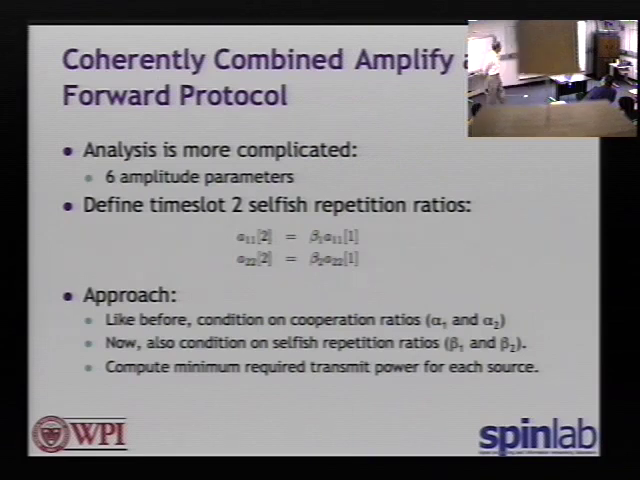Now the problem with doing this analysis is that instead of four parameters, I have six parameters. So I decided to make up some new parameters, these beta parameters. And these beta parameters are the selfish repetition ratio. So I'm transmitting my own information in the first interval. I'm also transmitting my own information again in the second interval. And this beta has to do with how I allocate my power, my selfish power, between the first and second intervals.